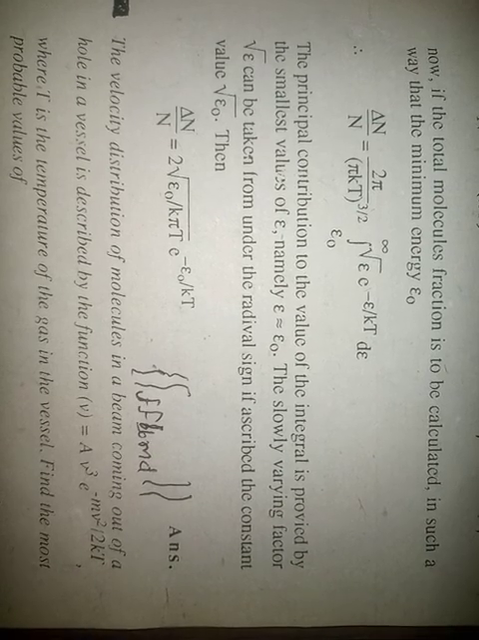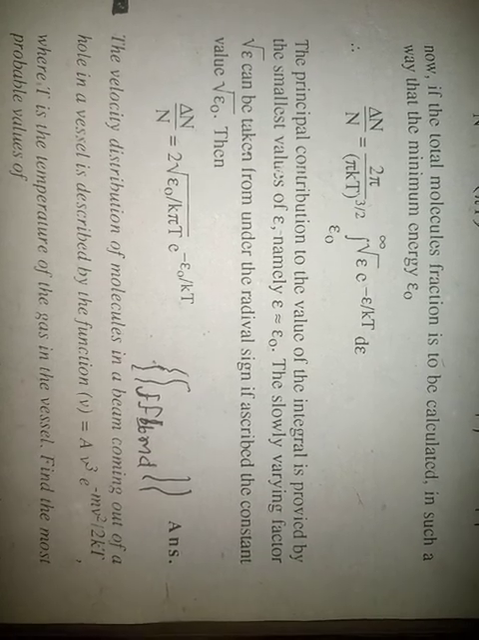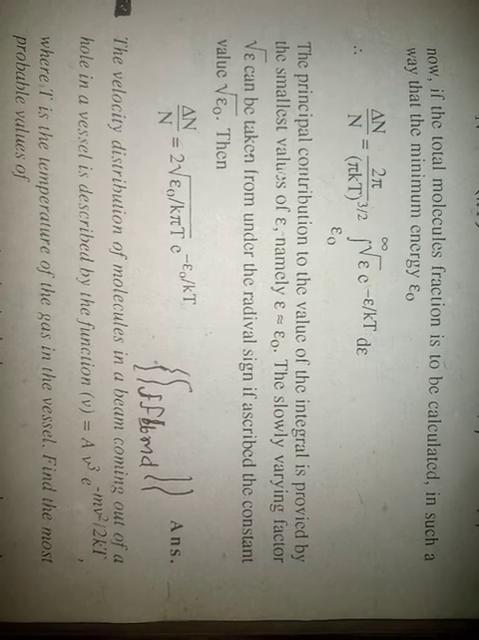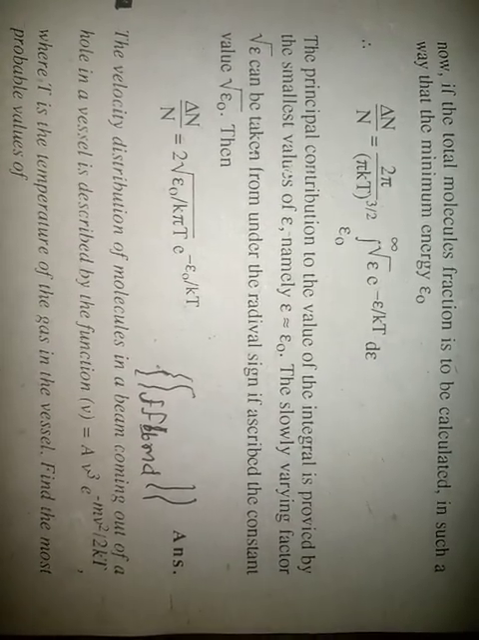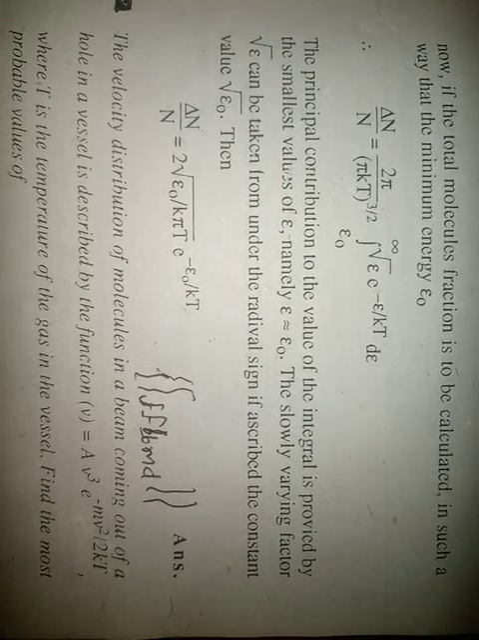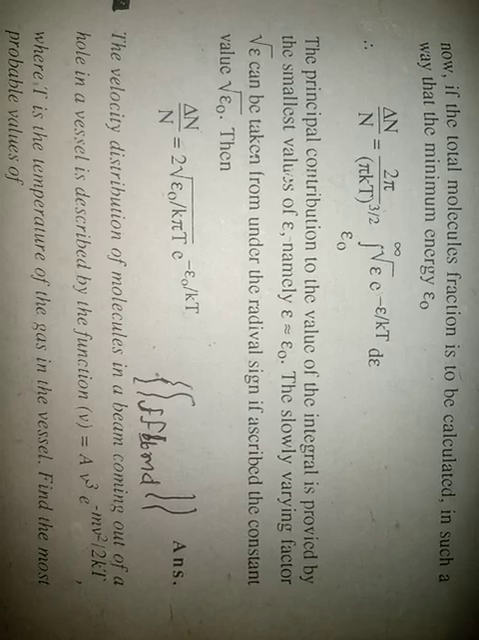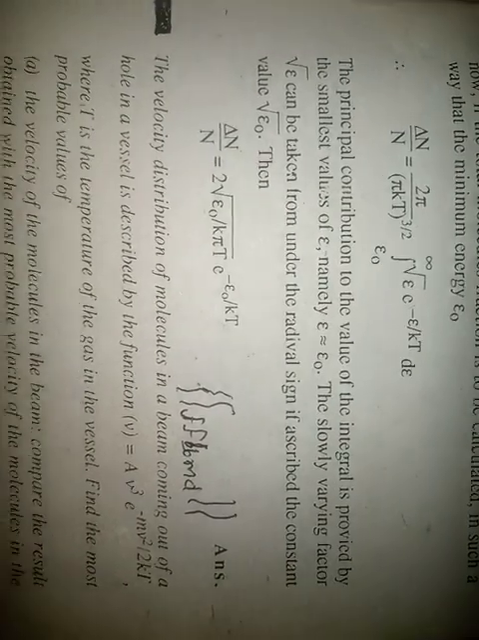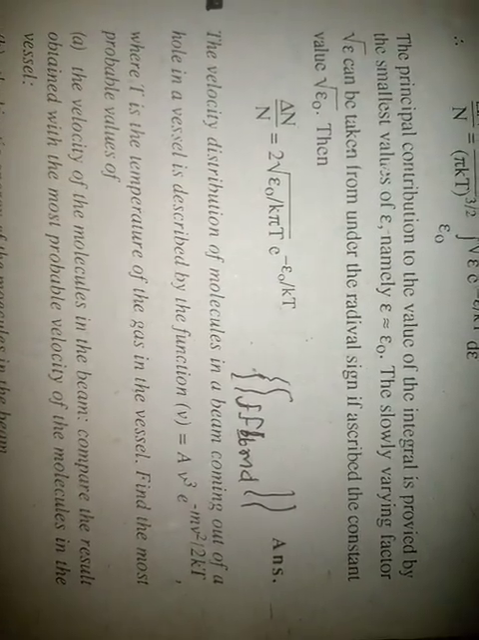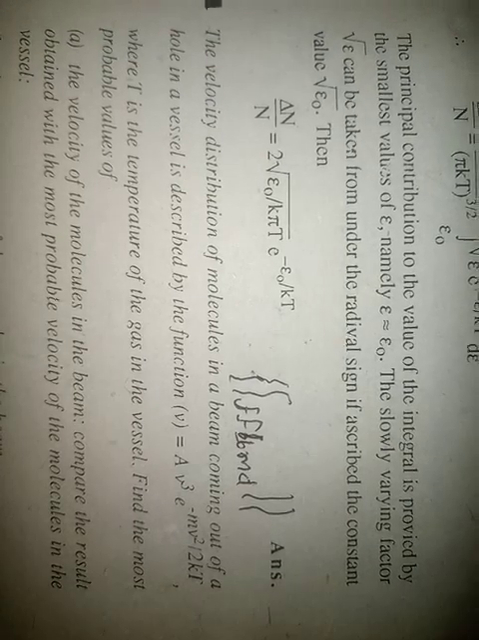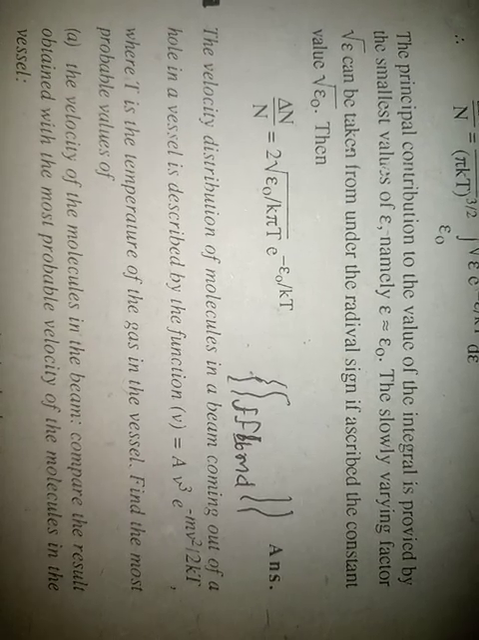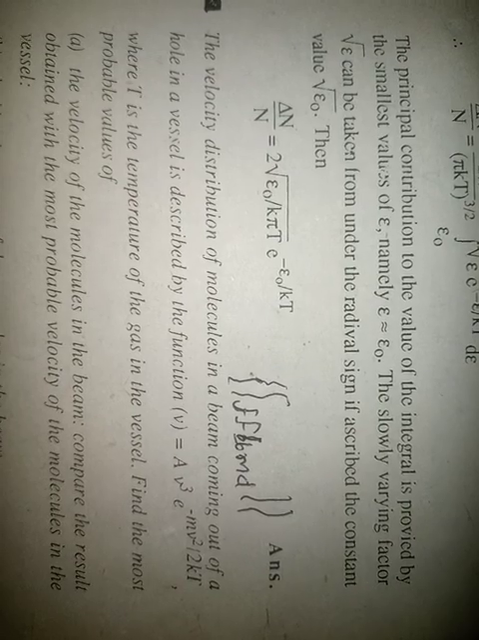The principal contribution to the value of the integral is provided by the smallest values of ε, namely ε equivalent to ε₀. The solely varying factor √ε can be taken from under the radical sign if we ascribe to it the constant value √ε₀. Then Δn/n equals 2√(ε₀/πkT) e^(-ε₀/kT).